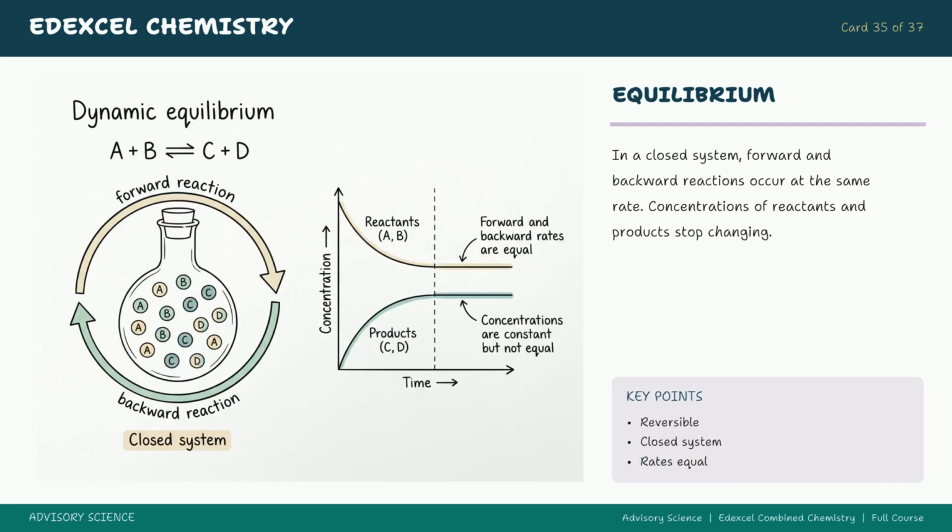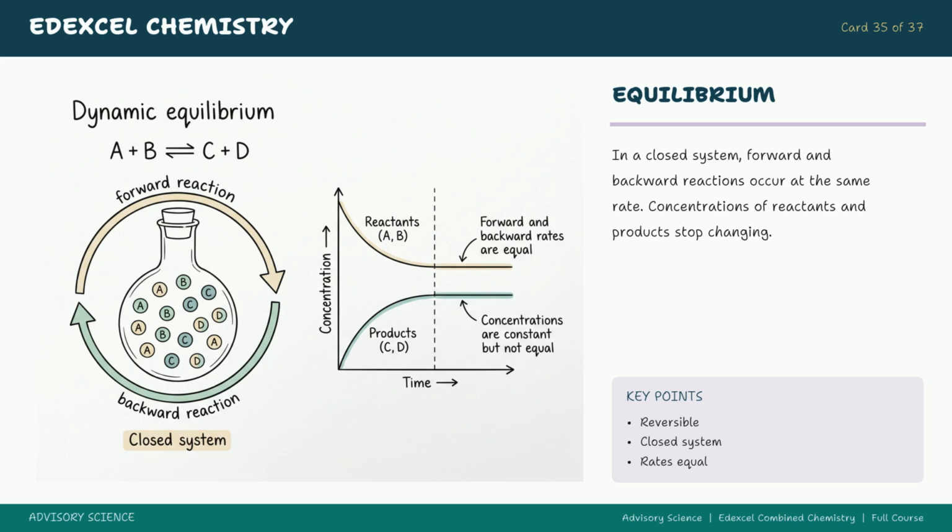Reversible reactions and equilibrium. Some reactions can go both ways. The reactants form products, and then those products can break back down into reactants. We show this with a double arrow. If a reversible reaction happens in a closed system where nothing can escape, the forward and backward reactions eventually reach the same rate. That's called dynamic equilibrium.